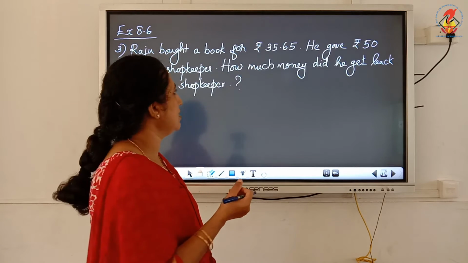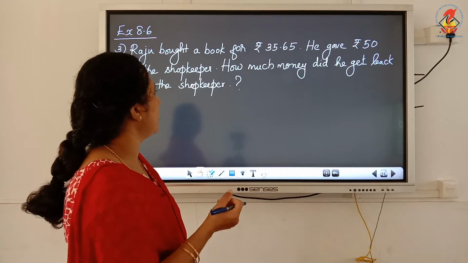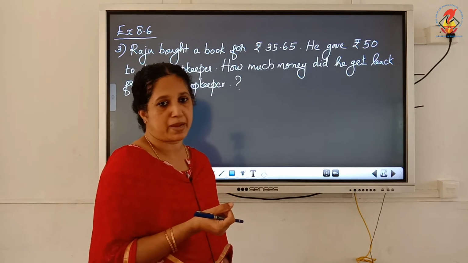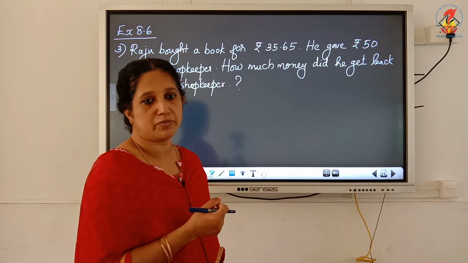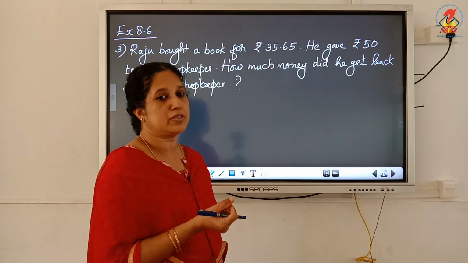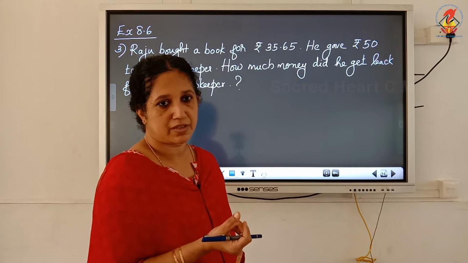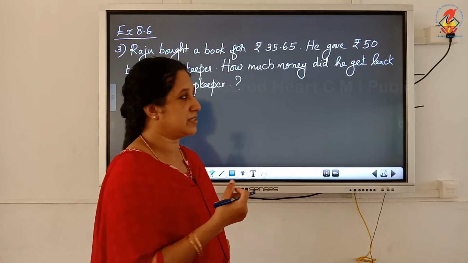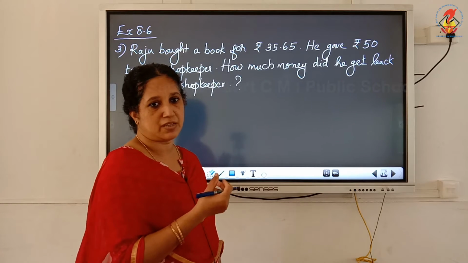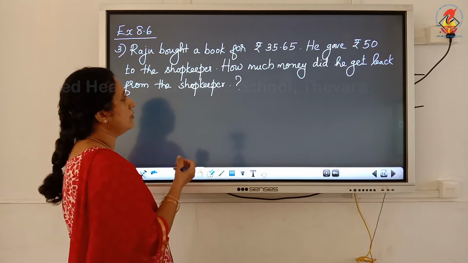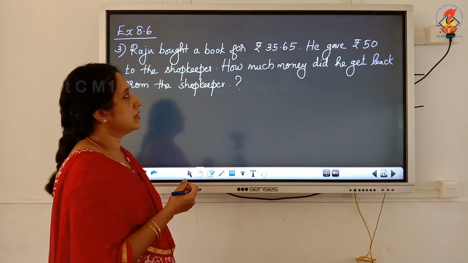So what is the question? How much money did he get back from the shopkeeper? So what we have to find out? We have to find out the balance. So if you want to find out the balance amount, what we have to do? We have to do addition or subtraction. So we have to find out the difference between those two values. That means subtract. Okay.